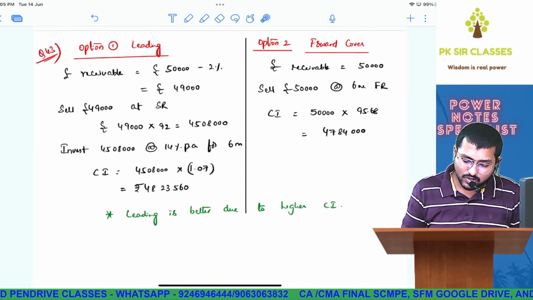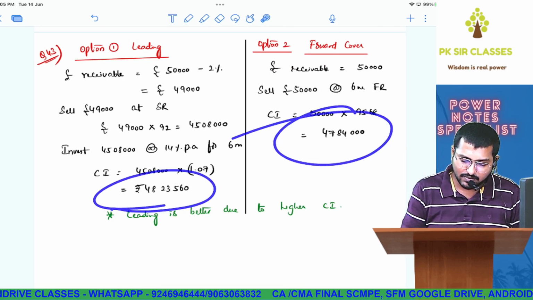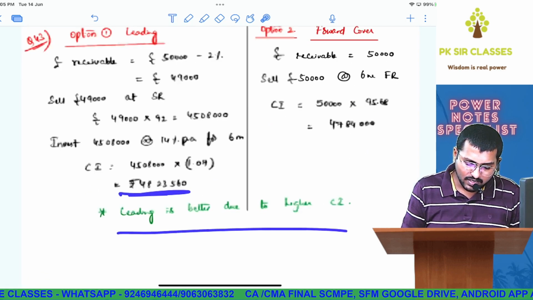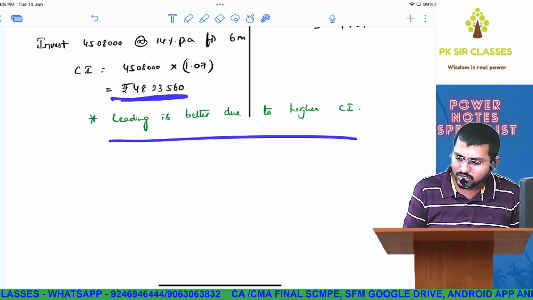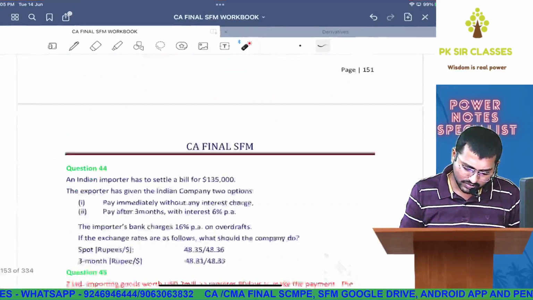Because you are an exporter, wherever your cash inflow is higher, you'll prefer that. Where is your cash inflow high? Leading. So therefore, leading is better. If it is cash outflow, we'll go for which option? The lower option. Okay, let's move on to the next one.